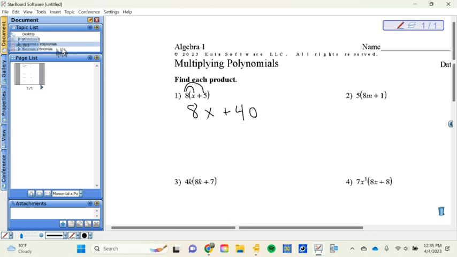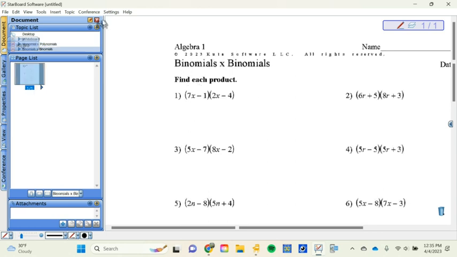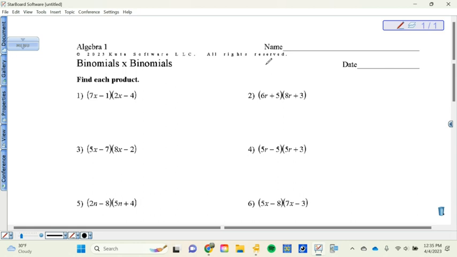So flip over to the other side. And we did number 1 already. We did that one on the board. So we'll do number 2. What's the method called? FOIL. First times first. Outer times outer. Inner times inner. Last times last.